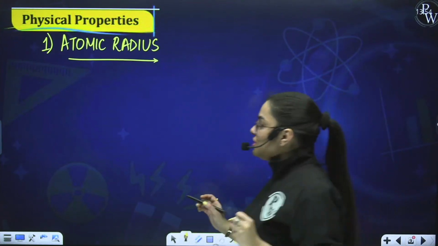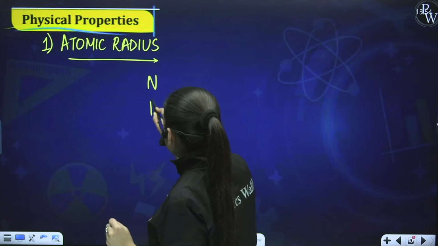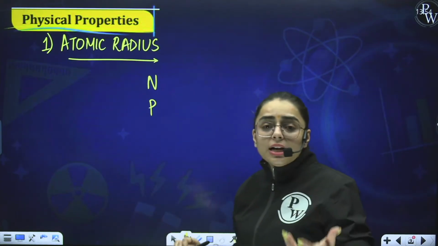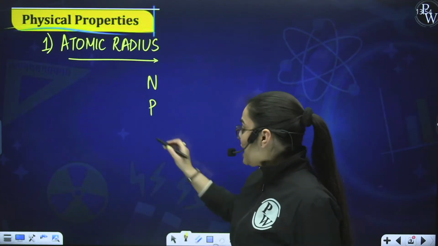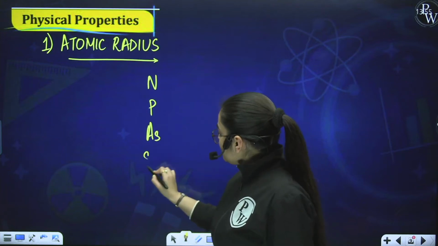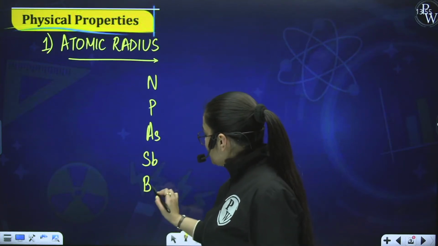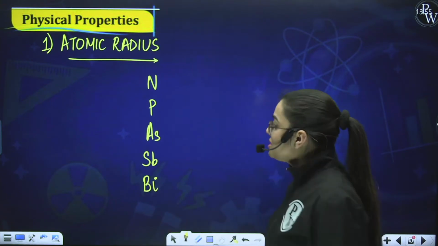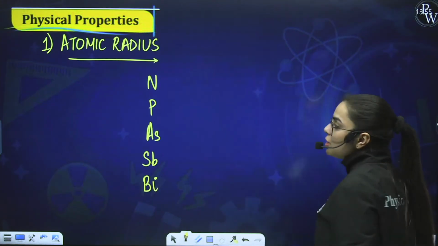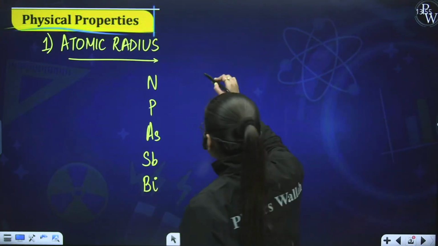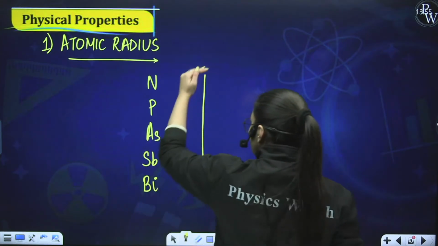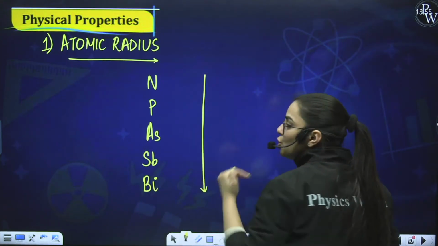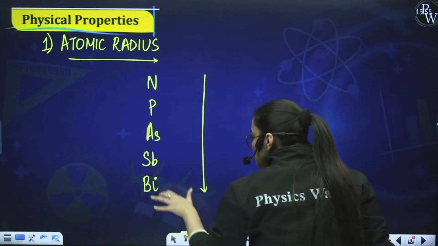Great. Now, we shall be writing all the elements. Nitrogen, phosphorus. Now write it down. Arsenic, antimony, bismuth, right? Write it down. These are your elements, right? Now, what is the effect on the atomic radius in the group number 15 elements? See, when you move from top to bottom, that means when you are moving down the group, you are moving from top to bottom.